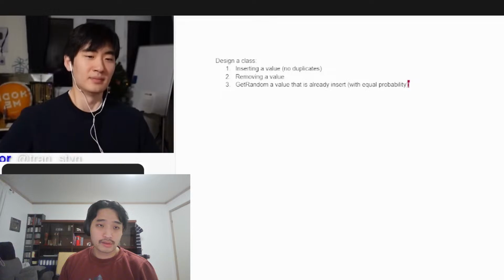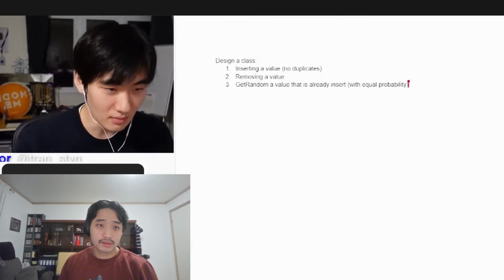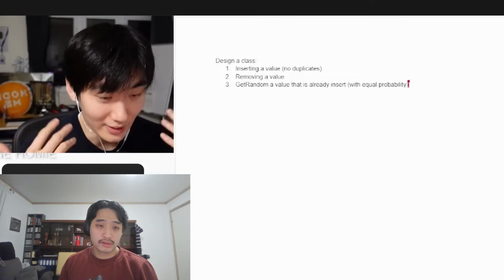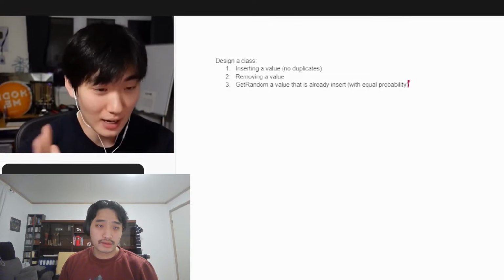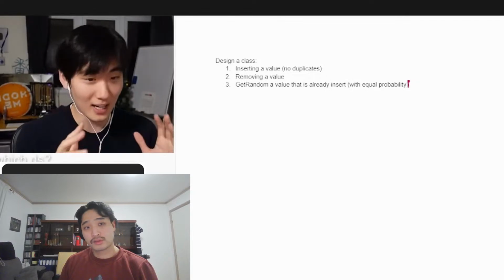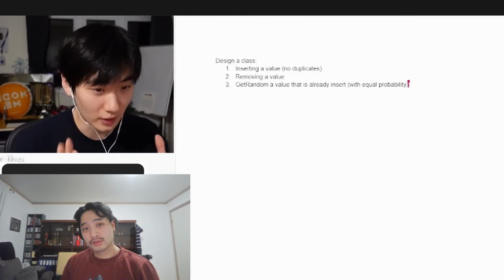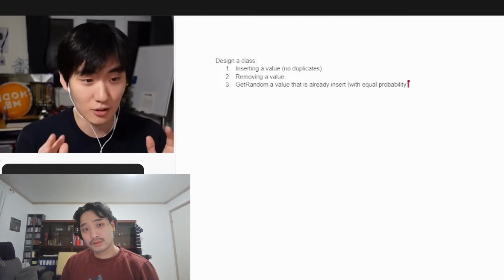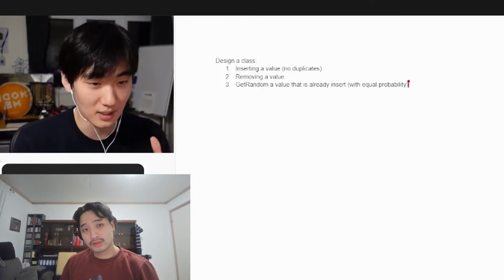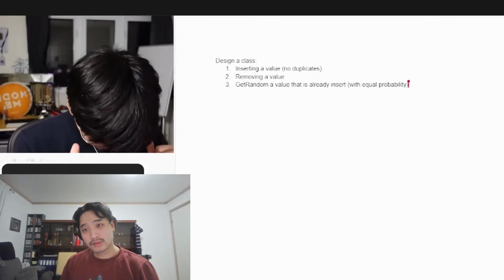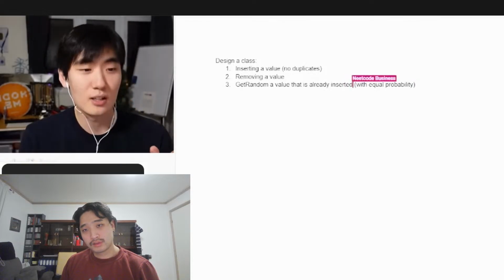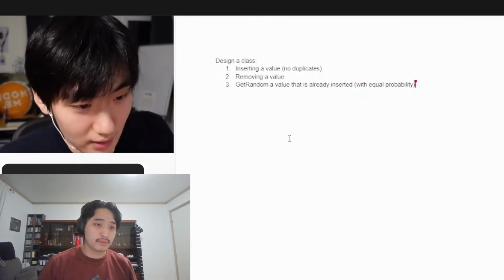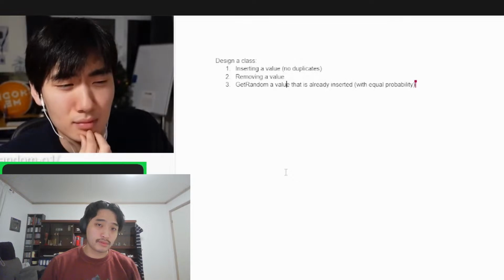Okay. All right. So let me just repeat the question back to you to make sure I understand. From what I understand, I have to create a class that essentially has three functions. One is to insert an element, second one is to remove an element, and the third one is to get a random value that is currently in the class. Is that correct? Yep, that's exactly right. Nice. Are these values like integers or strings or like animals? Like, are these specific something? Yeah, you can assume that they're integers.